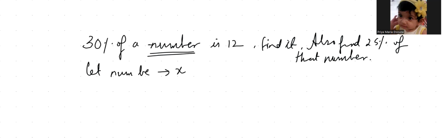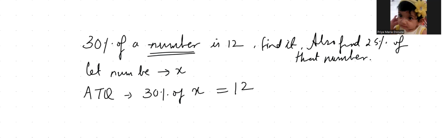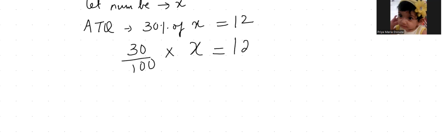So according to the question, 30% of x is equal to 12. Percentage means 30 upon 100, and "of" translates to multiplication, so 30/100 into x is equal to 12. Let us find that number. 0 and 0 will cancel, so 3x upon 10 is equal to 12.